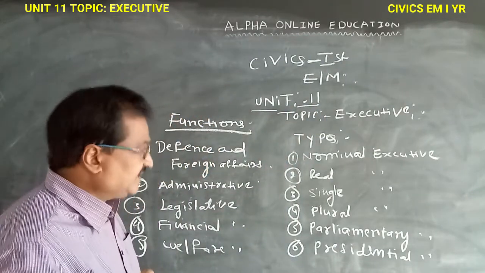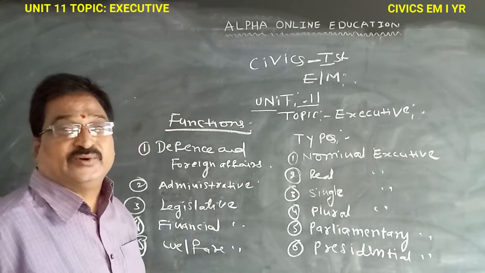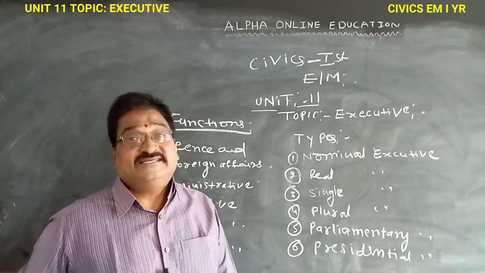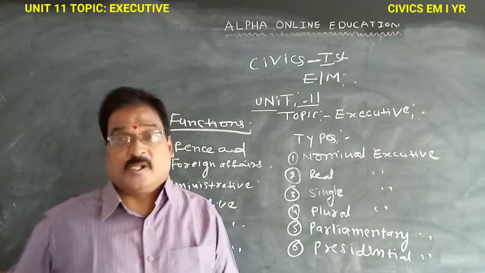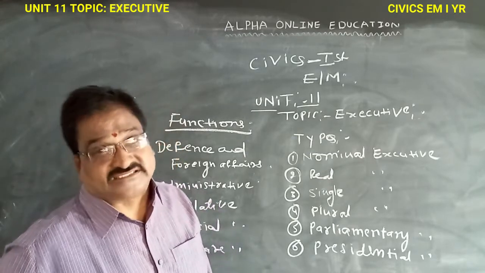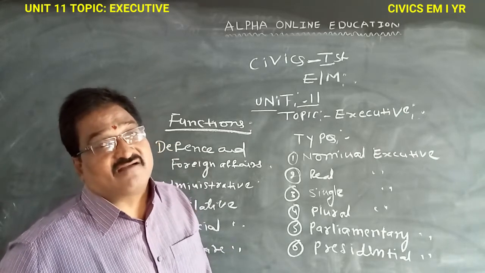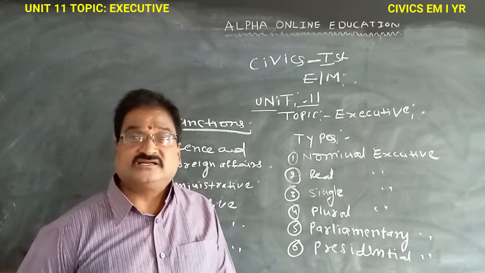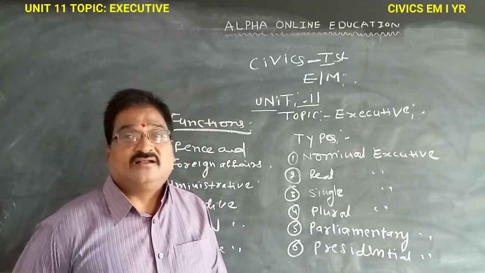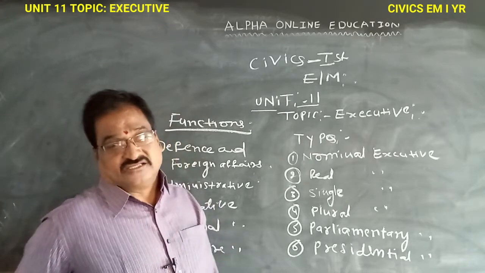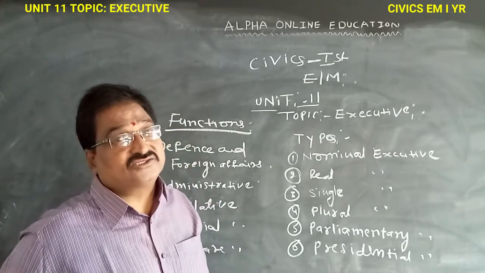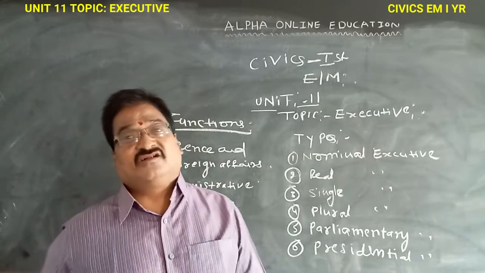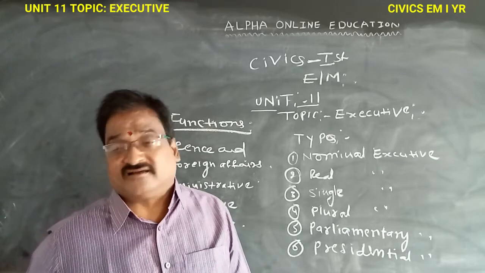Here it is unit number 11. The name of the topic is Executive. I explained the functions of the legislature in the previous video. Every government has three organs: one is legislature, another is executive, and the third is judiciary. These three are the organs of the government. I completed the first organ. What is that? That is the legislature.